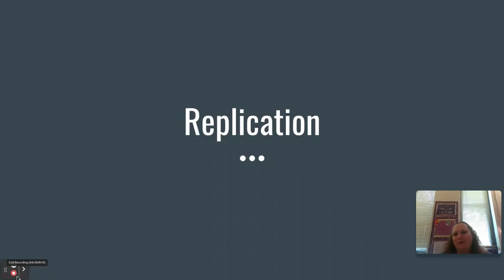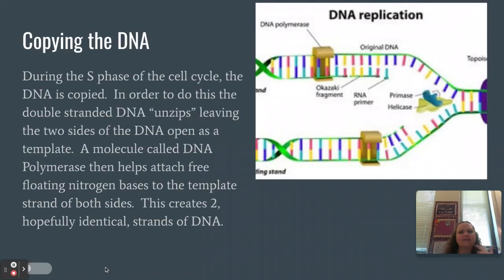Okay, so after that sad tale, let's take a different look and talk about replication. This is literally how DNA makes a copy of itself. This is going to happen during the S phase of the cell cycle. You guys have just learned about the cell cycle, so that should still be fresh in your mind. Remember, we have G1, S, G2, and then we go into mitosis and eventually cytokinesis. So this is during that S phase of interphase.